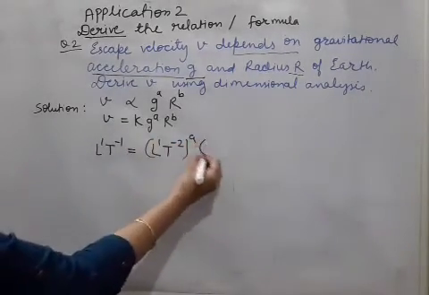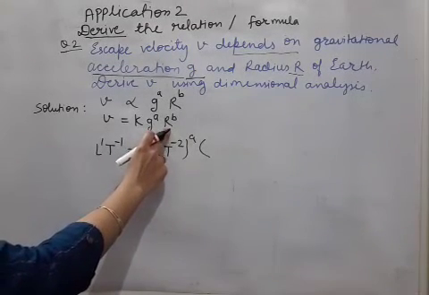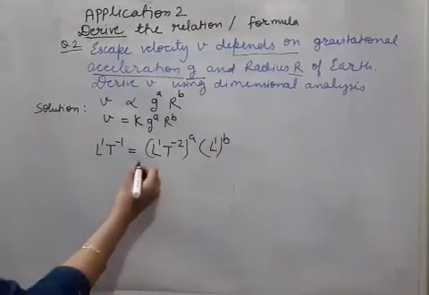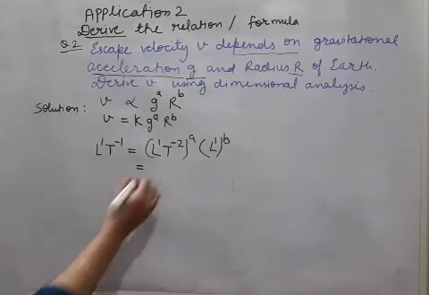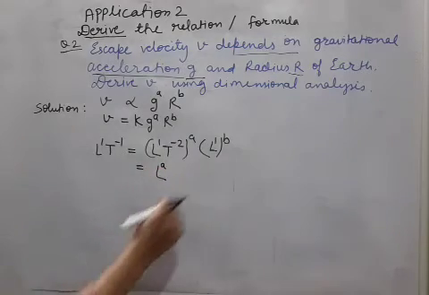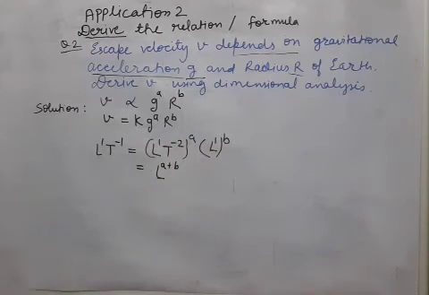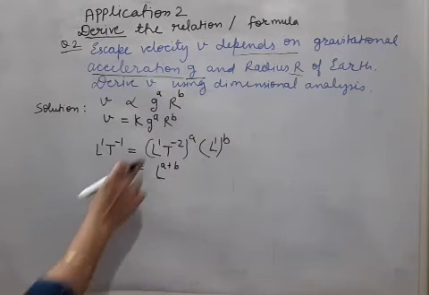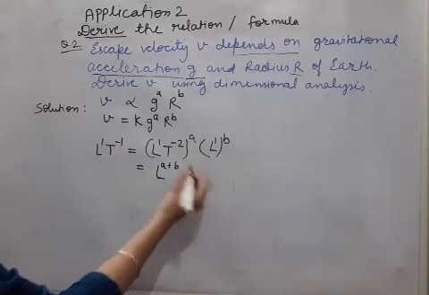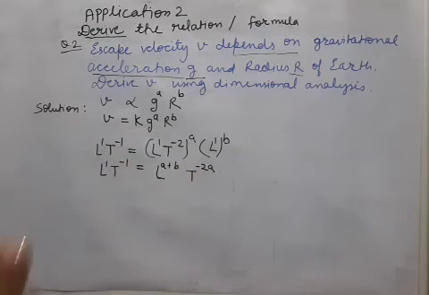Next is the radius of the earth. Radius r is also a length, so we write L power b. Next step, we combine all the powers. So L power: 1 into a from here and 1 into b from here. We can directly club, or merge, the powers, so 1 into a and 1 into b are added. Next is t power minus 2a. Here we have L1 t minus 1.